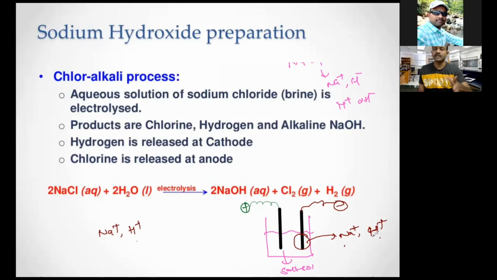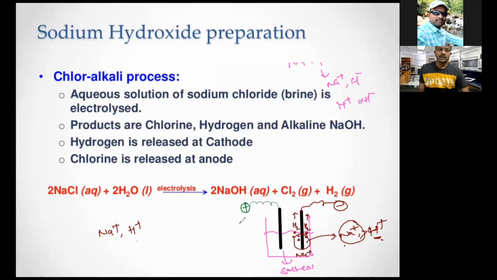That one will get discharged. So here H plus has the lowest discharge potential. This H plus is discharged into hydrogen gas. So at the negative electrode, we can observe some bubbles. These bubbles are due to the formation of hydrogen gas. But this Na plus remains in the solution only, right?